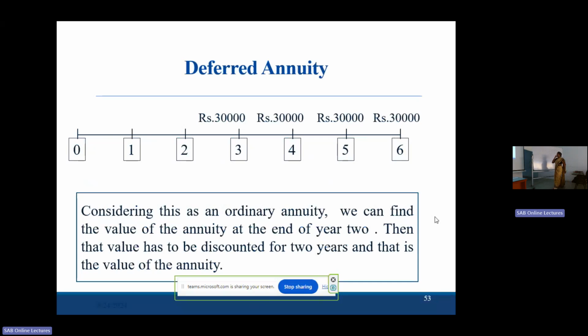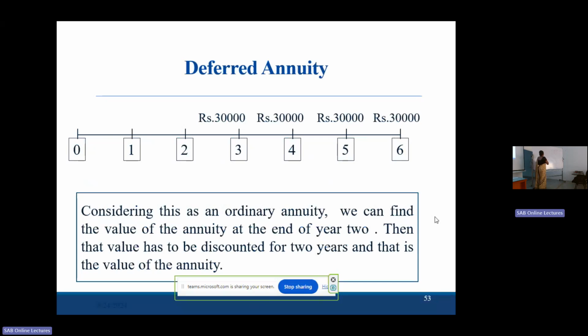Now, a very easy way, if I ask you to calculate the present value of this annuity, is to assume there is a cash flow in the first 2 years also. Supposing like this, if you fill the first 2 years also with the 30,000, it is a normal ordinary annuity. So you value the total 6 years of cash flow, then from the total deduct the first 2 years, and you will get the value. That is very easy, right?